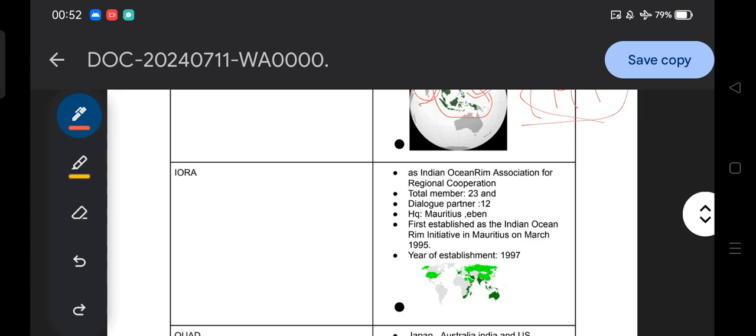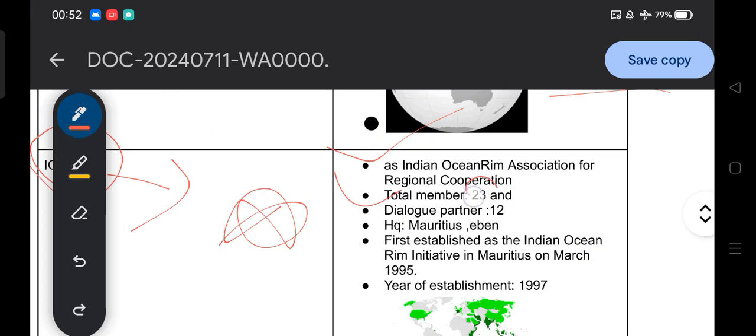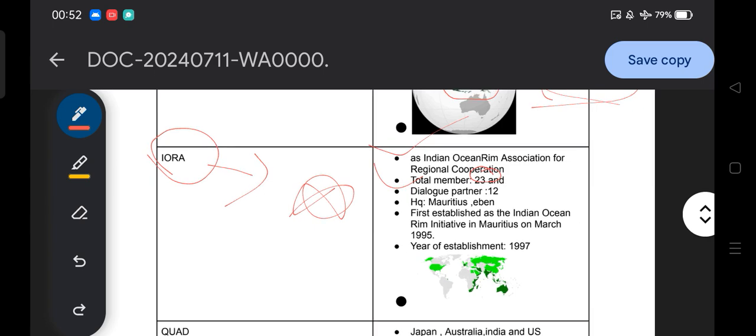Then after ASEAN, one needs to understand IORA, the Indian Ocean Rim Association. What is the full form of IORA? Indian Ocean Rim Association for Regional Cooperation, with a total of 23 member states. How many members in IORA? 23 states, the total members of IORA, okay guys. And there are 12 dialogue partners. Headquarters is Mauritius, okay.